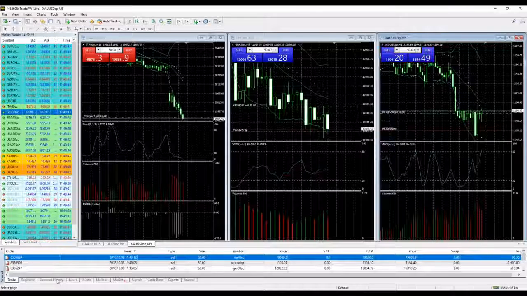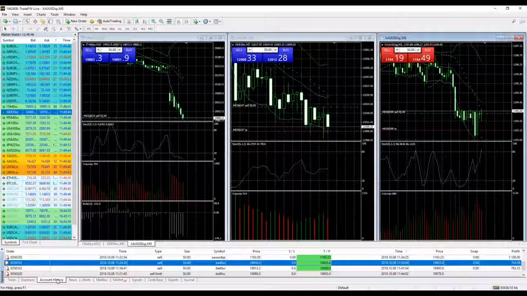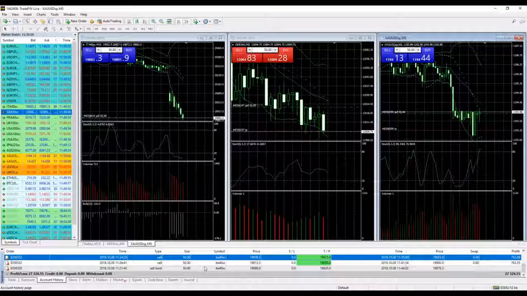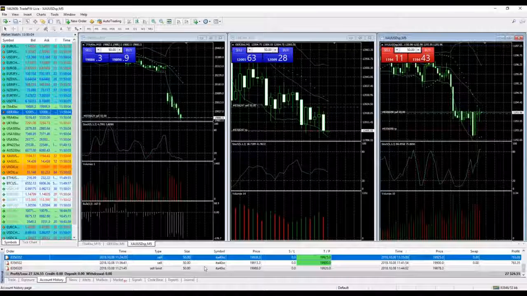Guys, get ready. On DAX, we are close to hit our take profit on our DAX position. We are right now up $27,000, guys. $27,000. Now, any moment we will hit our take profit on DAX.